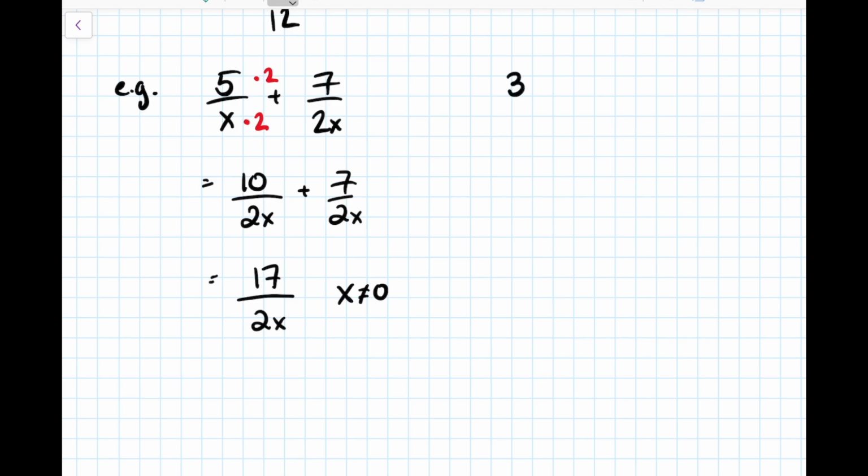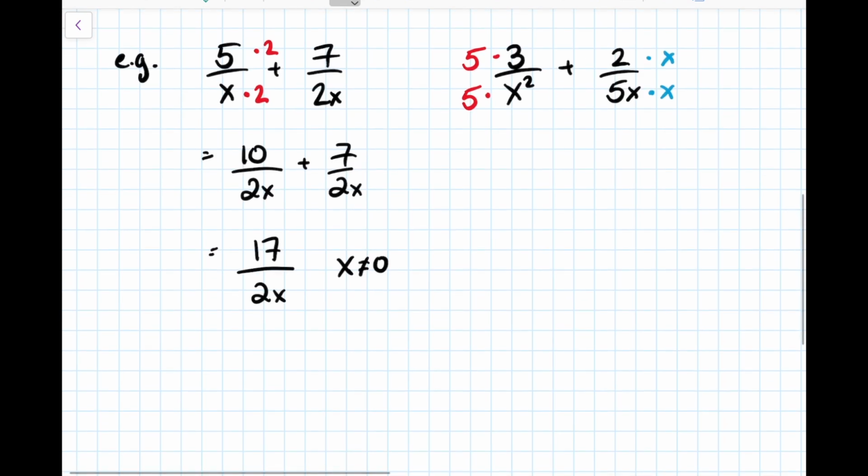Looking at something pretty similar, if we have 3 over x squared plus 2 over 5x. So now, to make these match, we do have to go a little bit further. So the first fraction is missing a 5, right? We've got x's, but we don't have a 5. So we're going to have to multiply that first one by 5. The second fraction has a 5, and it has an x, but it's only got one x, and it should be x squared. So to make that match, we're going to multiply the second fraction by x.